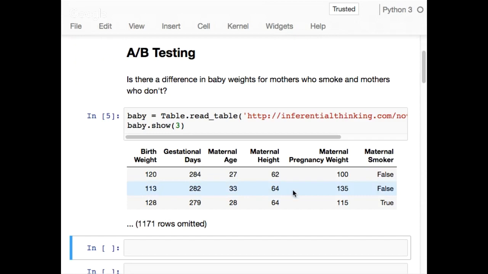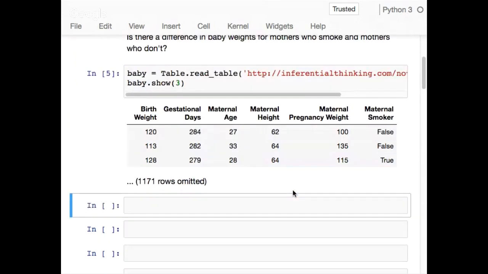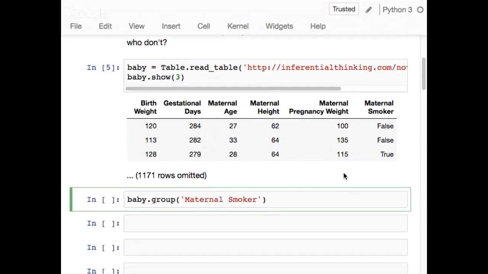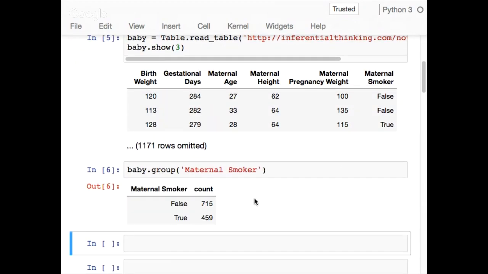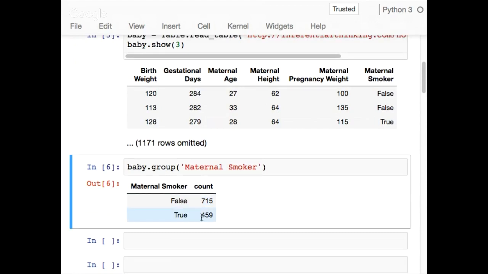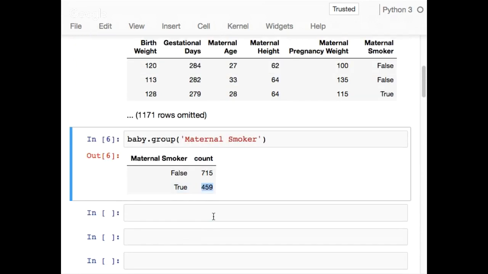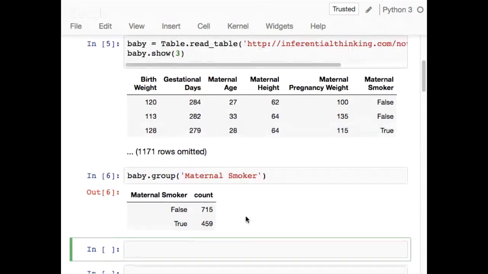Our null hypothesis in this case is that there's no relationship between smoking and not smoking and your baby's weight. Our alternative is that there is. So let's try to figure out what it is. We can group by the maternal smoker column just to see how many of those we have. If we group by that, we see that there were 715 non-smokers and 459 smokers. Let's look at the weights of their babies.